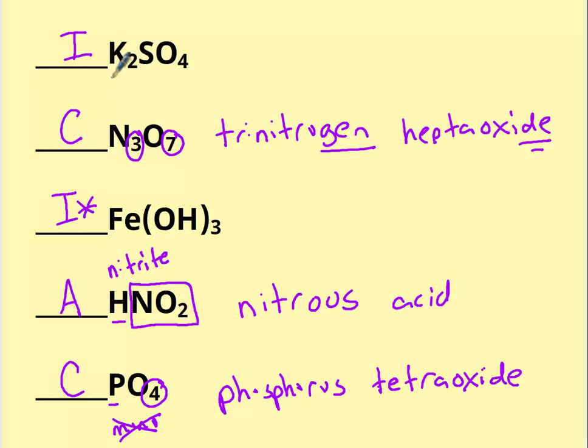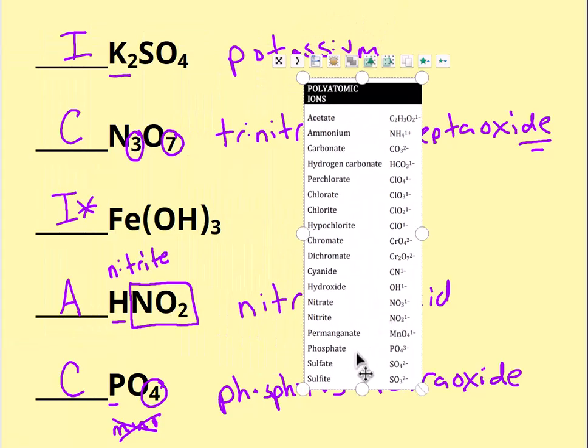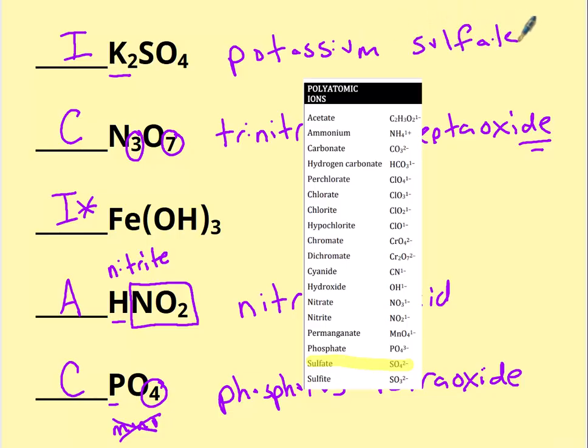Now for my ionic, if it's just regular ionic, I'm going to name my 2 pieces. K is potassium. And then SO4 is sulfate. I do not change the ending of a polyatomic ion. I only change the ending of our elements.